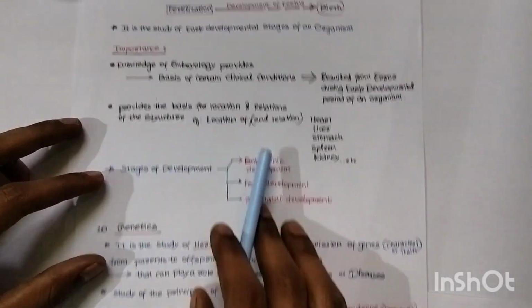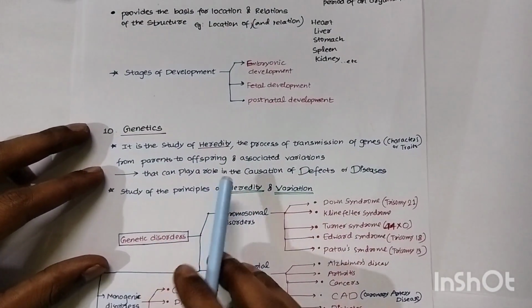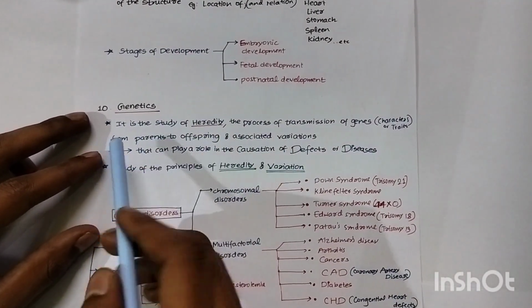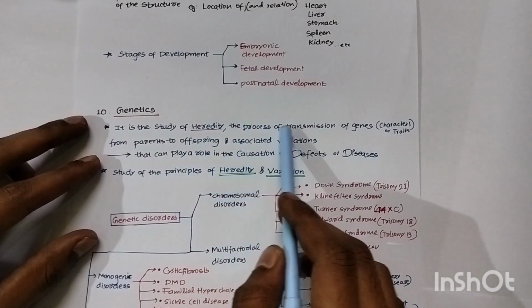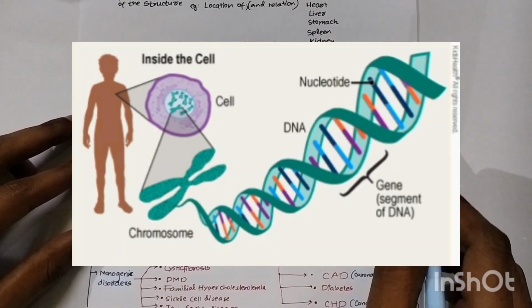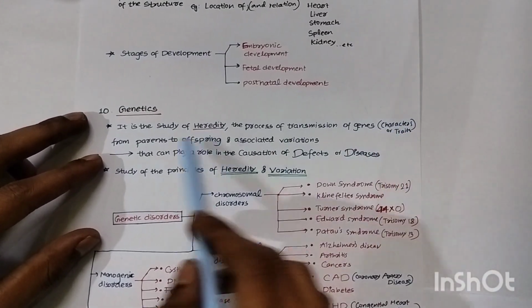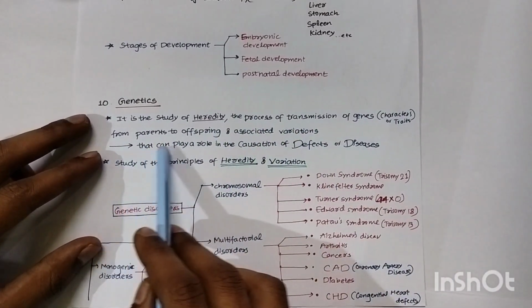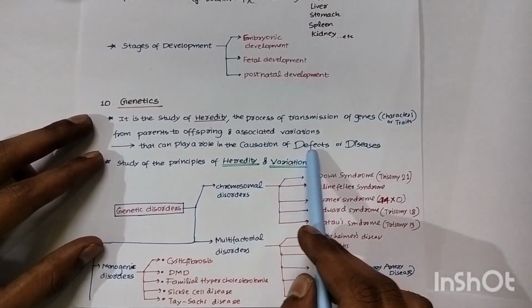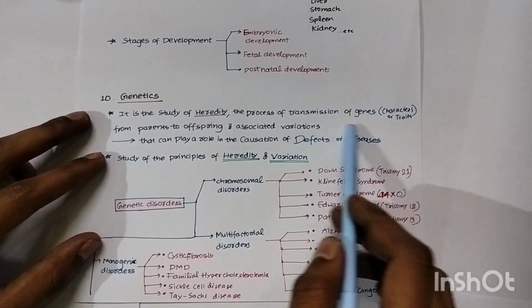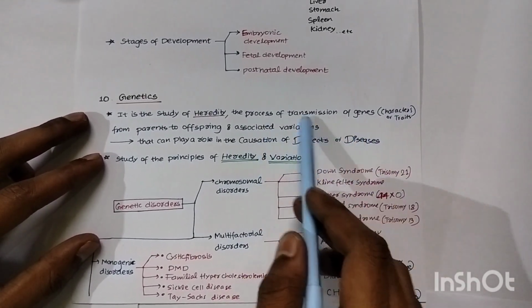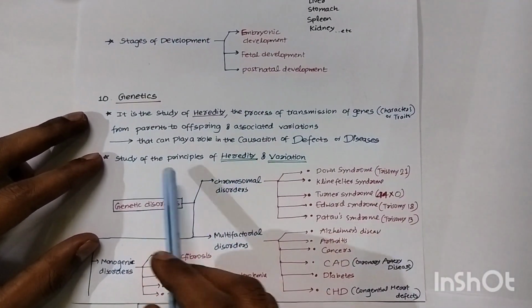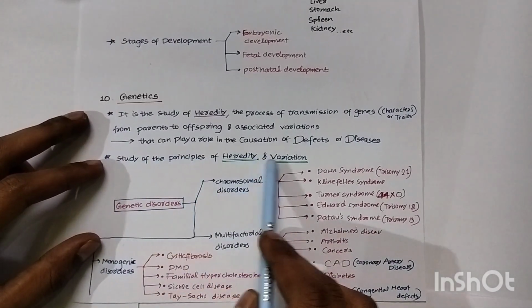The stages of development, like embryonic development, fetal development, and postnatal development, are also included in embryology. Now, genetics: we all studied this in lower classes. It is the study of heredity, the process of transmission of genes, characters or traits from parent to offspring, and associated variations. Can these play a role in the causation of defects or diseases? Of course, diseases, defects or syndromes can be passed on in families, right? So it is the study of the principles of heredity and variations.